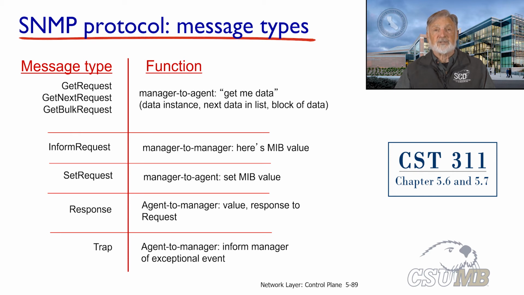The third type of request is a GET bulk request. This request allows the manager to search and retrieve multiple values from an agent with a single request. Then there's the inform request. This request is sent from one manager to another when there is more than one SNMP manager in the network. Note that the latest SNMP versions allow a manager to agent inform requests for the acknowledgement of traps. There's a set request. This is sent by the manager to an agent to set a MIB value.